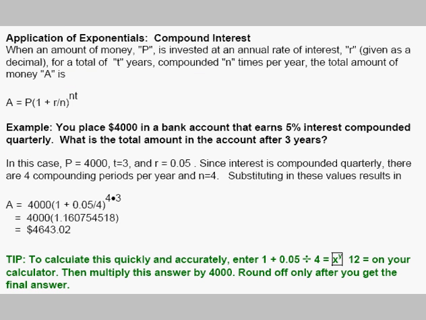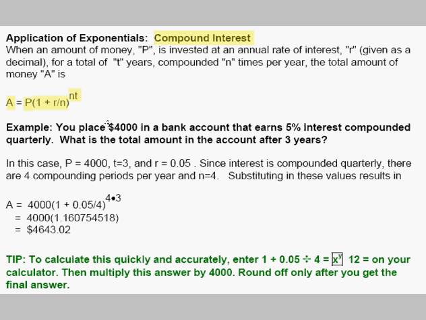We'll look at an application of exponential functions, compound interest. When an amount of money, P, is invested at an annual rate of interest, R, and R is given as a decimal, for a total of t years, compounded n times per year, the total amount of money, A, equals that principal P times 1 plus r over n raised to the nt power. And this is best shown with an example.